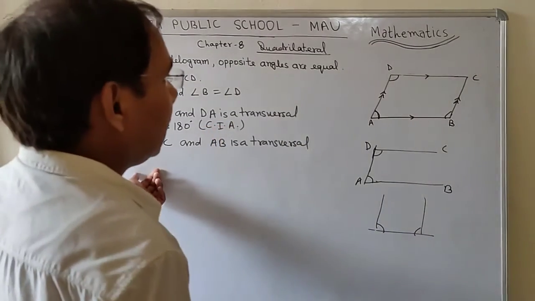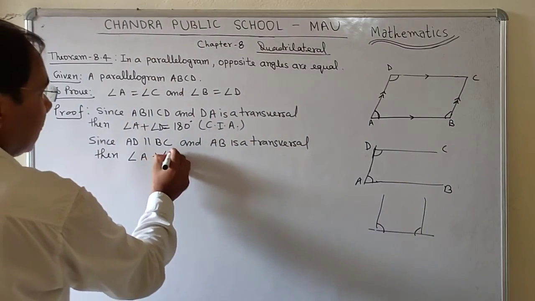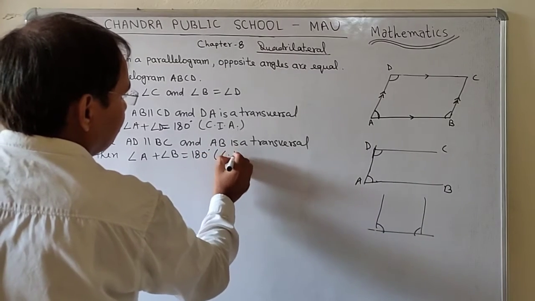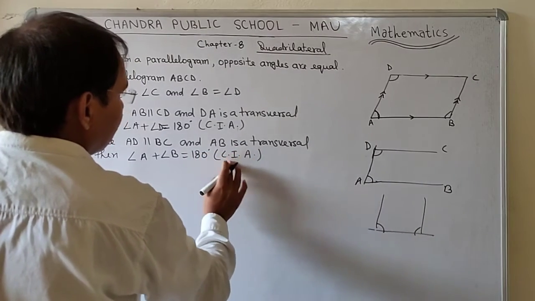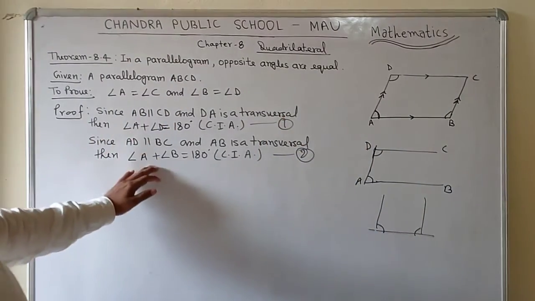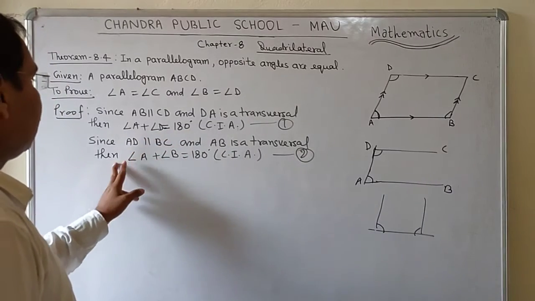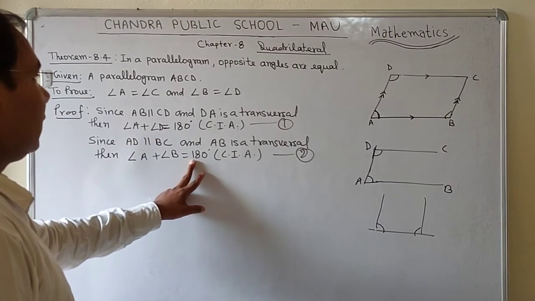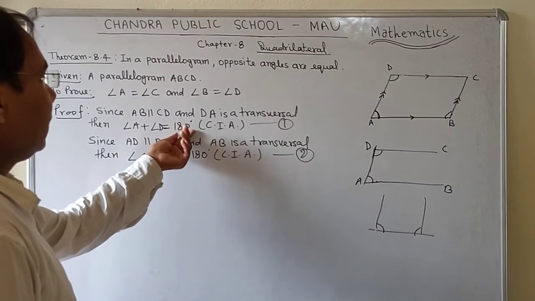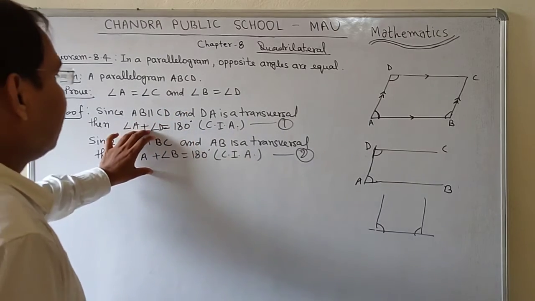Now here angle A and angle B are also co-interior angles. So angle A plus angle B equals 180 degrees. Again these are co-interior angles. Now make it equation 1 and equation 2. Now compare both the equations. In equation 1, angle A plus angle D equals 180 degrees, and in equation 2, angle A plus angle B equals 180 degrees. So if in both the equations the right-hand side value is equal, 180 degrees, then the left side will also be equal.